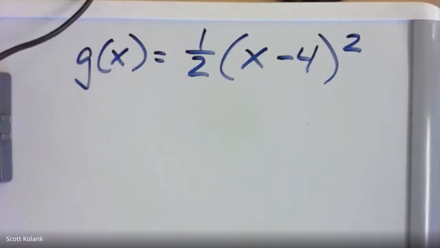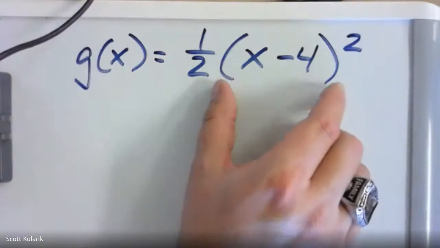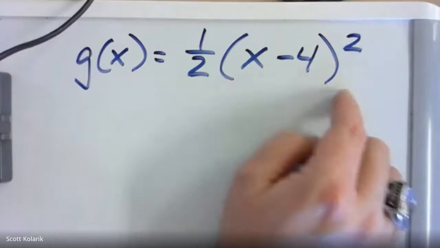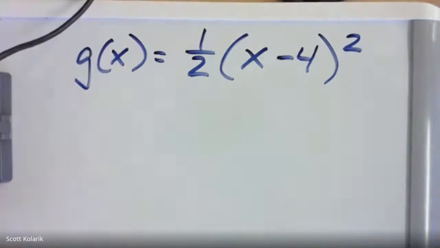So identifying the vertex will be handy, particularly since it's in vertex form. How do I know it's in vertex form? Again, since we're in the vertex form section, all of them will pretty much be in vertex form. But again, the dead giveaway here is the fact that I have this parentheses squared. This will be the signature look of a vertex form.